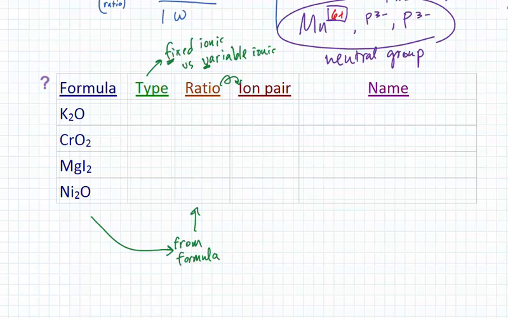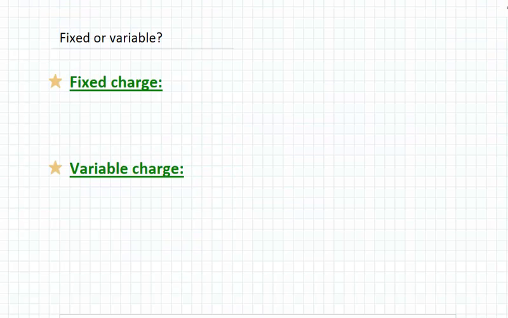Again, I will not go through these right now. If you want to check your work, go into the completed notes in D2L, in content area. I'll put completed notes. What I will say, one more thing before we end this video here, is let's make perfectly specific which metals are fixed charge, which metals are variable charge, and we'll sort of have the last word on that now.